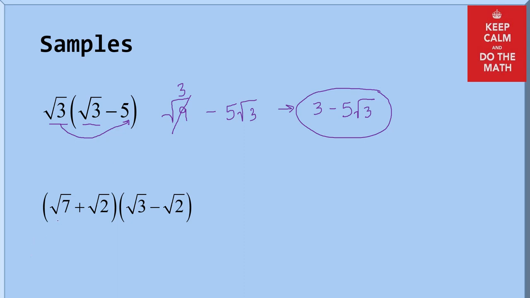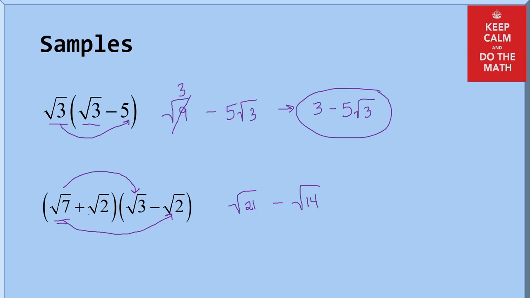So I'm going to start with the normal FOILing process. I'm going to take the square root of 7 and I'm going to multiply it by the first term in the second parenthesis. Square root 7 times square root 3, that's going to get me square root 21. Then I'll take square root 7 and multiply it by the next term, square root 2. So 2 times 7, that's the square root of 14.